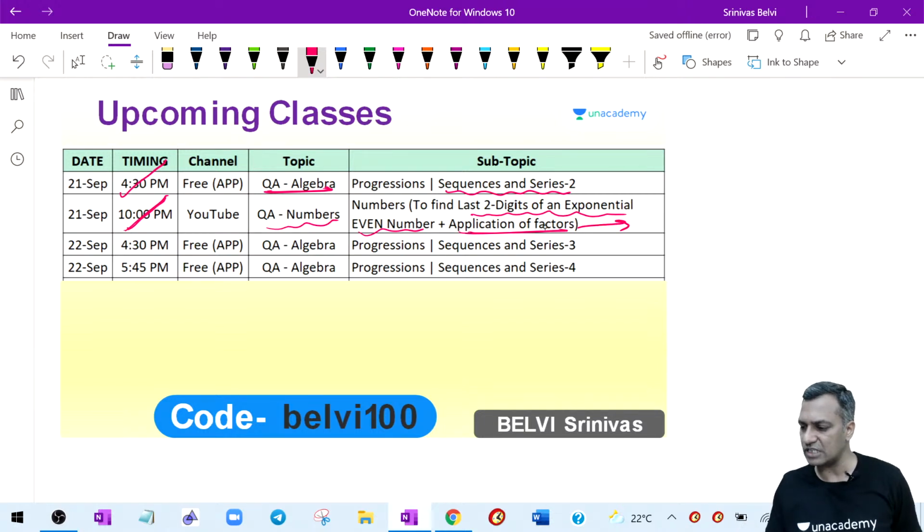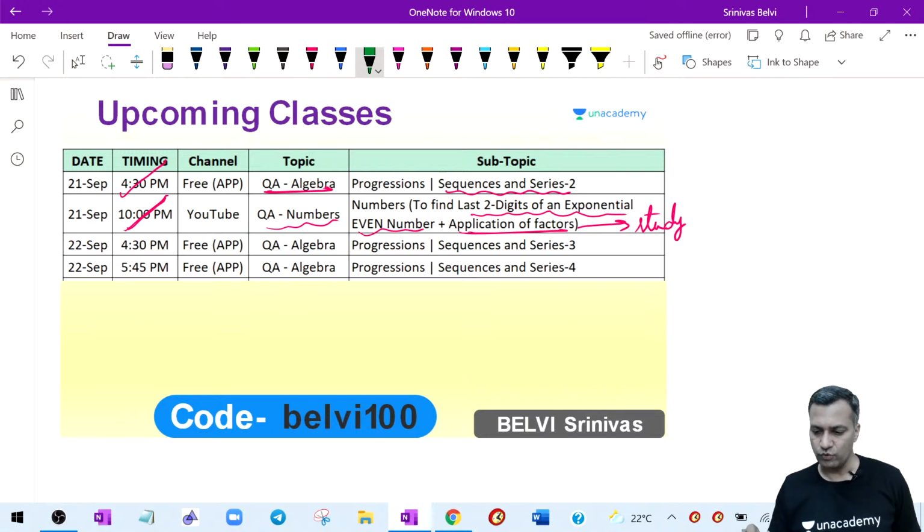Study a little bit on factors and come, because I will start with some applications on factors. I will give a quick overview, so read a little bit about factors and come. That will help us to do it a little faster and better, because I'm focusing more on the application side of it.